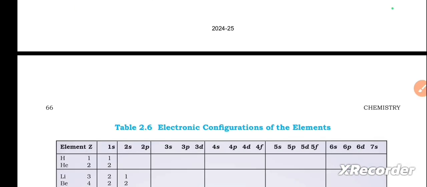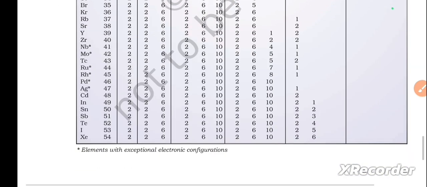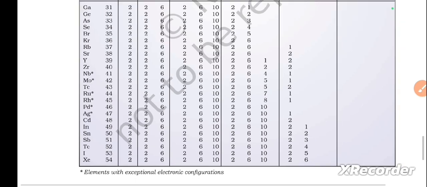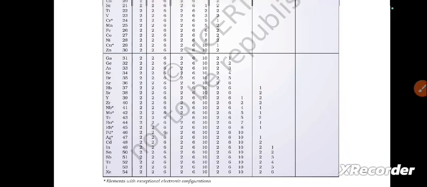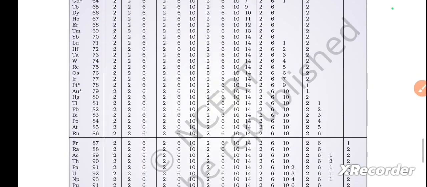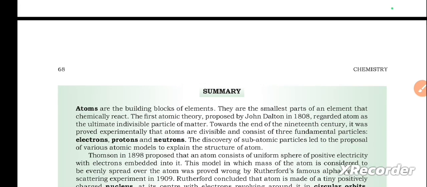Next is the electronic configuration of the elements. Okay, Table 2.6. This one I will be giving you at the end of this audiobook. You can check it out. Okay, and next, all the elements' electronic configurations have been given. So with this we are done with the lesson.